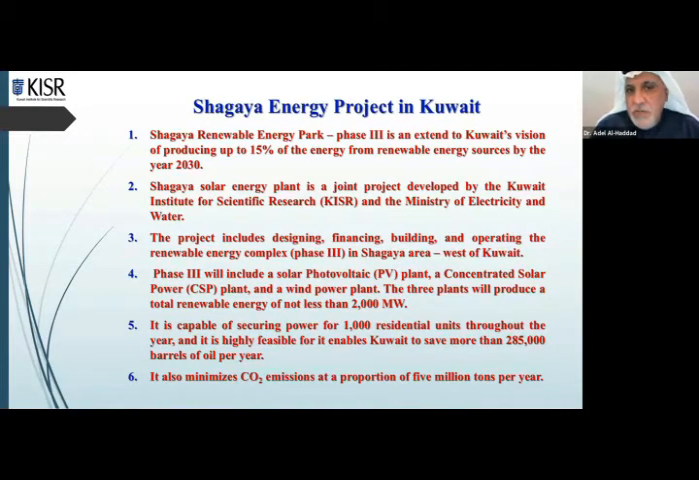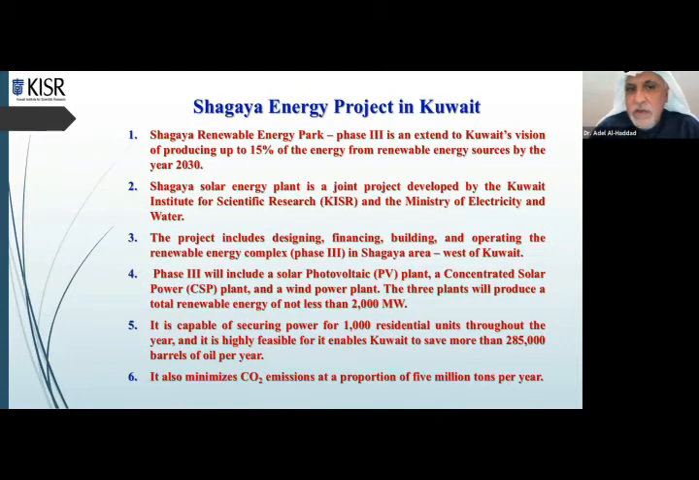The Shagaya project is a joint project between KISR, Kuwait Institute for Scientific Research, and the Ministry of Electricity and Water. These projects include designing, financing, building, operating, and installing, all these things for a renewable energy complex. This slide shows phase 3 in Shagaya, which is west of Kuwait and close to the border between Iraq and Saudi Arabia.